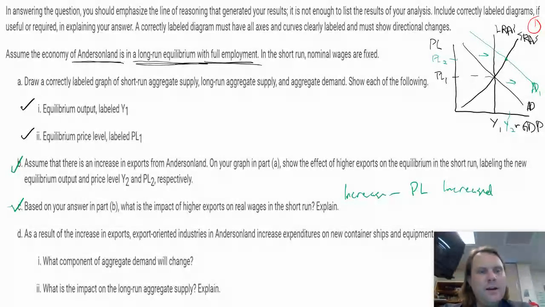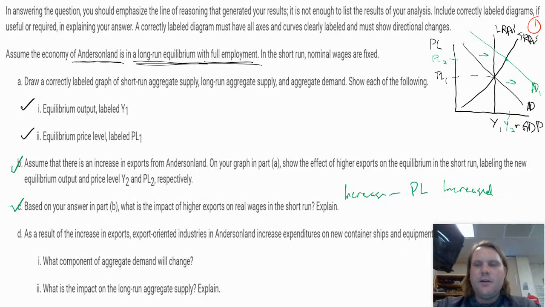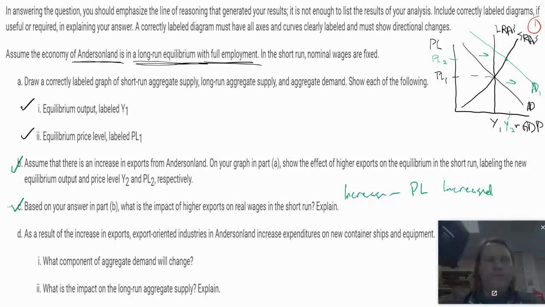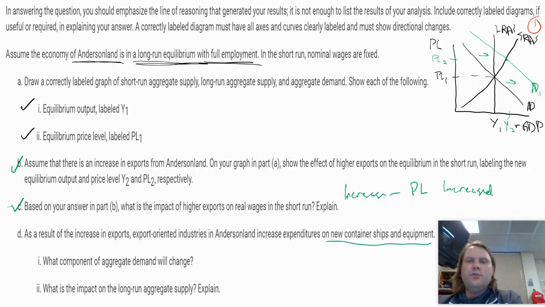Okay, we've done that. As a result of the increase in exports, export Anderson Land, what's that going to do for aggregate demand? Okay, and what we've done, we've got to look at this as investment. Okay, so new container ships and equipment. These are the types of business investment. A portion, okay, of the GDP. Sorry. Okay. So what's that going to do to aggregate demand?